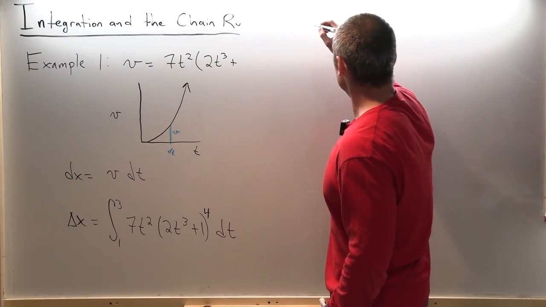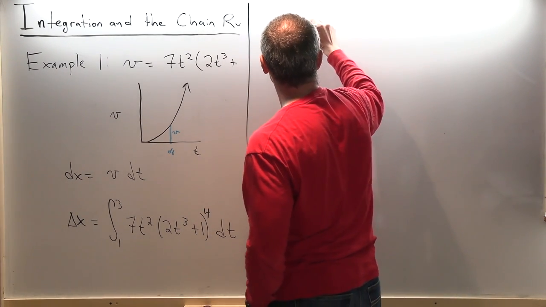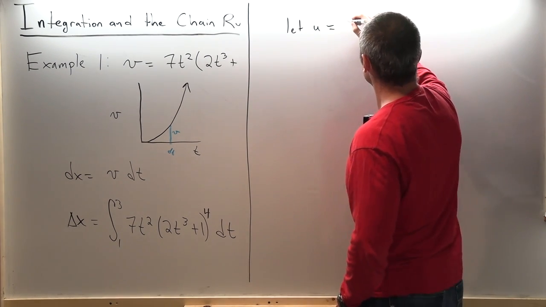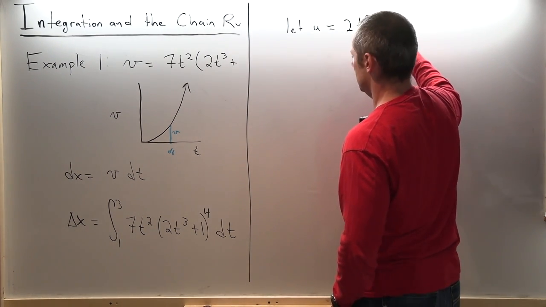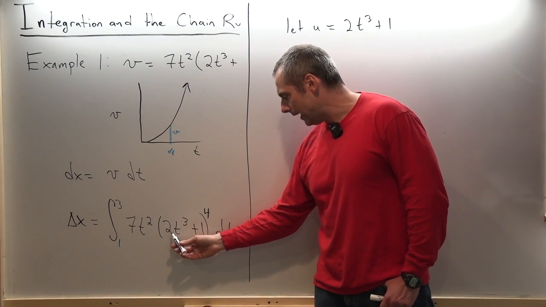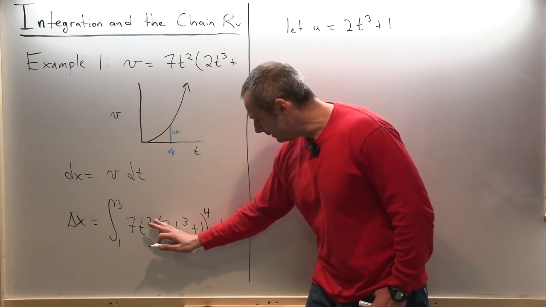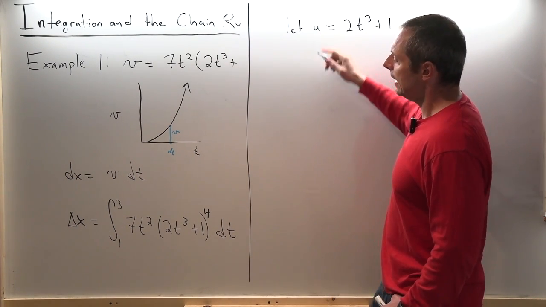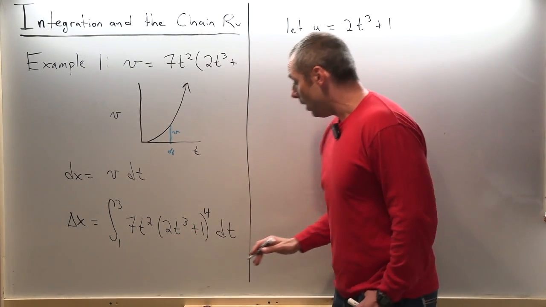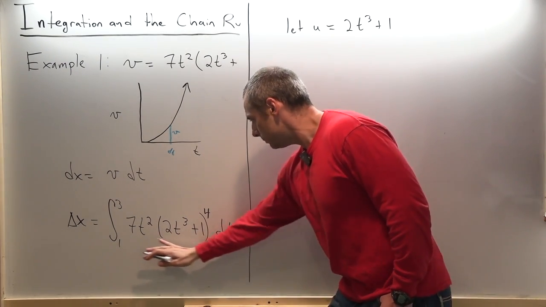The first thing I'm going to do is I'm going to let u equal 2t cubed plus 1. The reason why is I would like to make this of the form like x to the 4th, because I know how to integrate x to the 4th. So if I can eliminate this and simplify it with a new variable, then I can simplify my function. But then I'm getting rid of this, so I have to get rid of all time terms. I got rid of time here, but I still have time here.